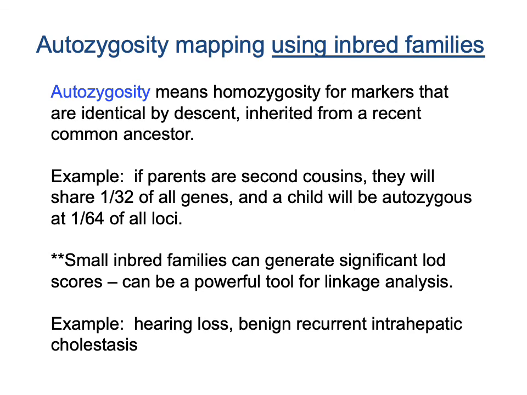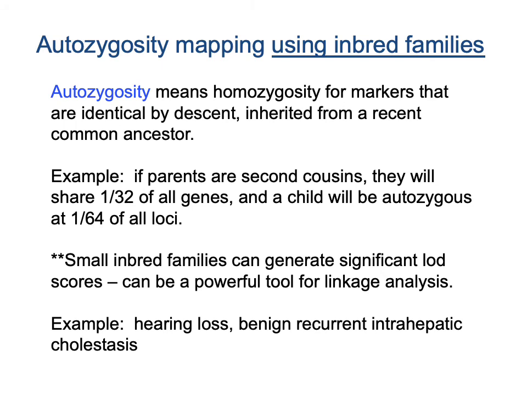And the last term to define for today is autozygosity, and this is the idea of using inbred families to try to map human disease genes. So autozygosity means homozygosity for markers that are inherited from a recent common ancestor. So an example would be if parents are second cousins, they're going to share 1/32 of all genes, and the child will be autozygous at 1/64 of all loci. So these small inbred families that do occur in certain communities can generate significant LOD scores and can be a very powerful tool for linkage analysis.